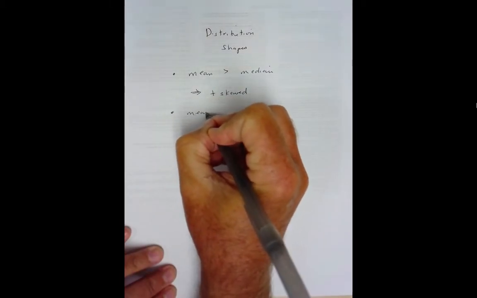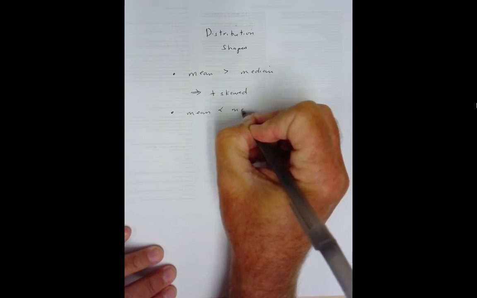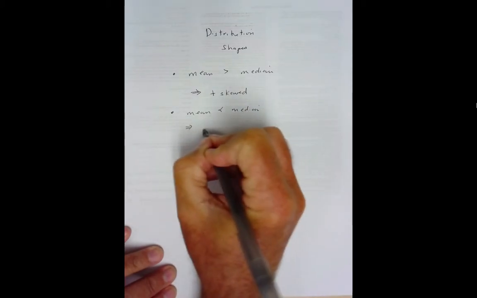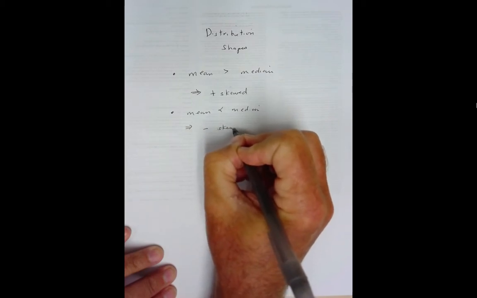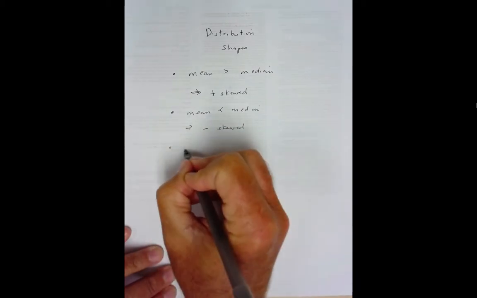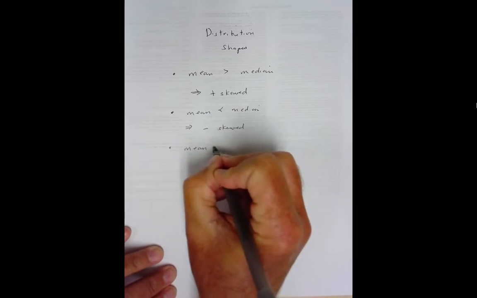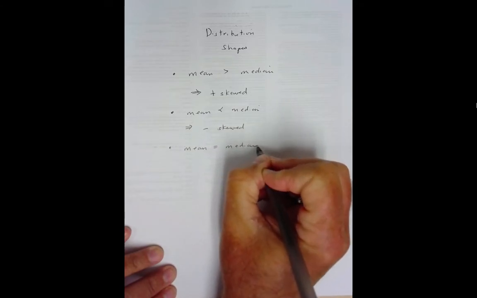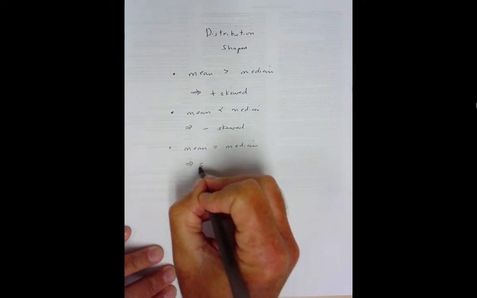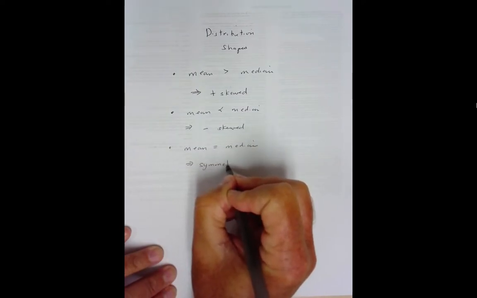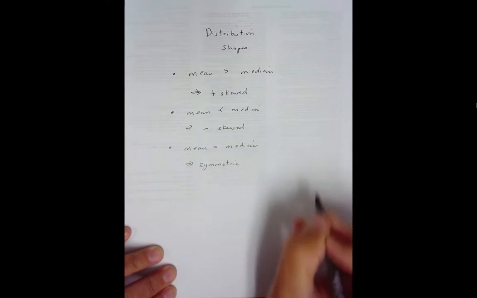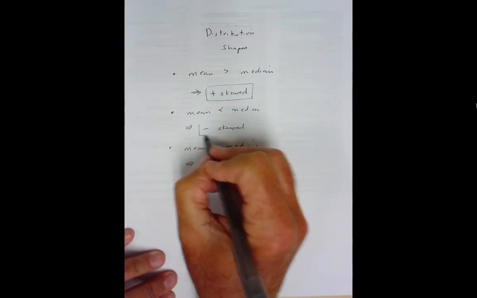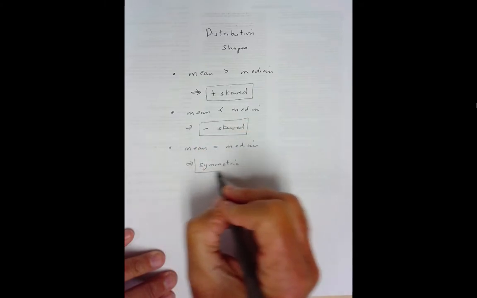If the mean is less than the median, we define this as negatively skewed. And in situations where the mean is equal to the median, then we call this a symmetric distribution. All right, so positively skewed, negatively skewed, and a symmetric distribution.